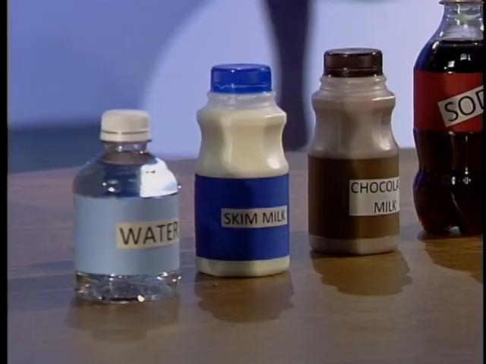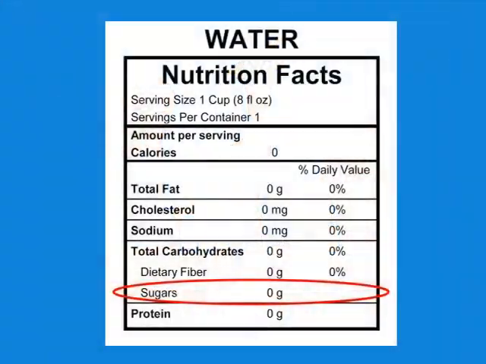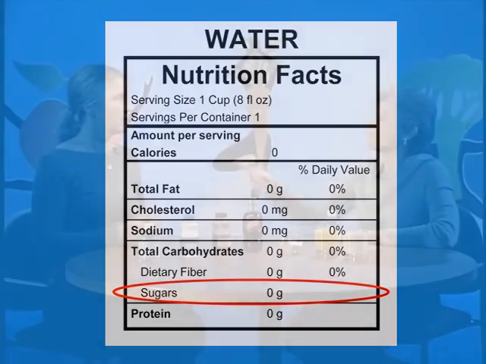That's correct. So what about the water? Does the water have sugar in it? Let's look at the food label. There are 0 grams of sugar in this bottle of water. Great job. There's 0 grams of sugar in water. There's also therefore 0 calories.